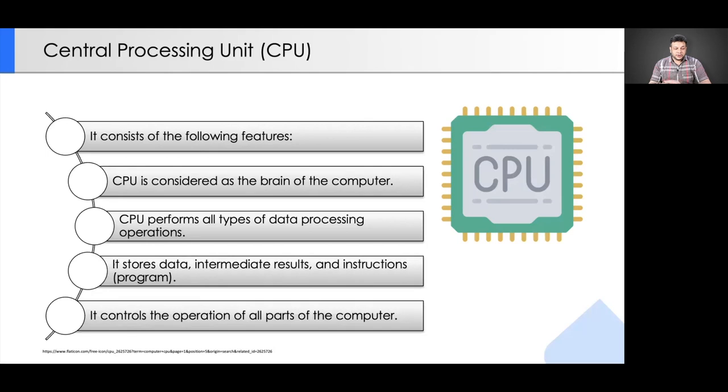Now when we talk about the CPU, we know that it is basically the brain of the computer. All sorts of processing are conducted inside the CPU itself. It performs all types of data processing operations. It also stores the data, intermediate results as well as the instruction programs. It also controls the operations of all parts of the computer. So in simple terms, all the handling and all the computations are carried out by the CPU unit.